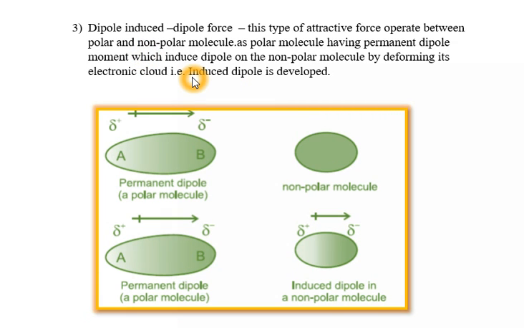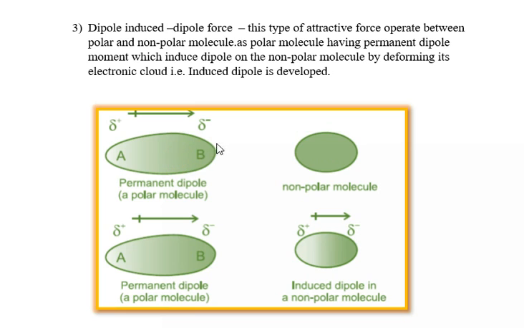The third type of van der Waals force is dipole-induced dipole force. This type of attractive force operates between polar and non-polar molecules. A polar molecule, having a permanent dipole moment, induces a dipole on the non-polar molecule by deforming its electron cloud. That is, an induced dipole is developed.